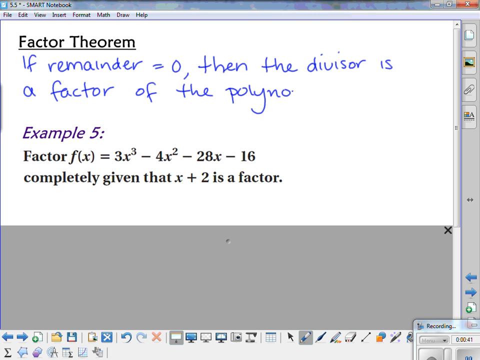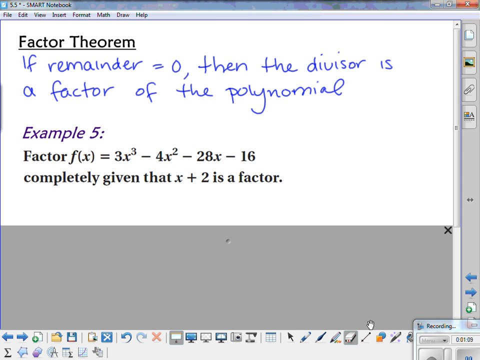Does that mean like it factors in completely? Mm-hmm. Like there's no remainder. So just like when you do 3 divided into 24, it goes in exactly 8 times and there's no remainder, right? Well, 3 and 8 are factors of 24. So it's the same idea with polynomials. If you have a remainder of 0, then that is a factor of your polynomial. So let's take a look at example 5 here.